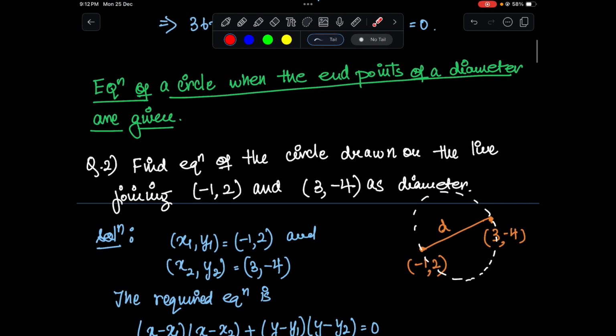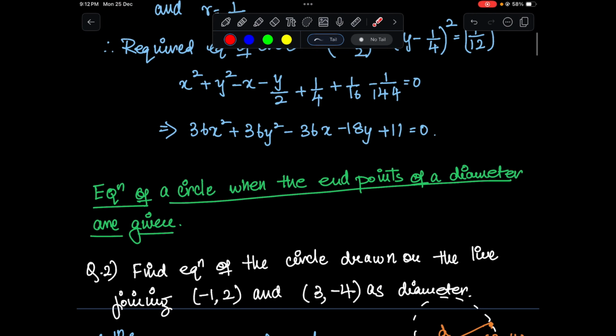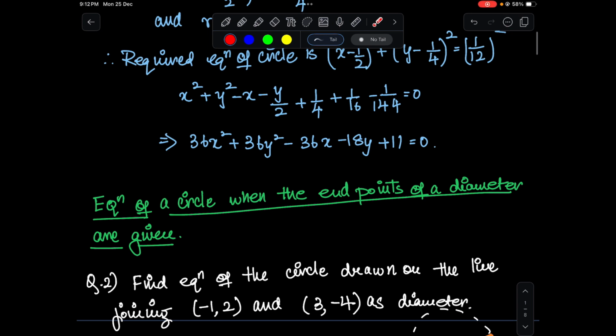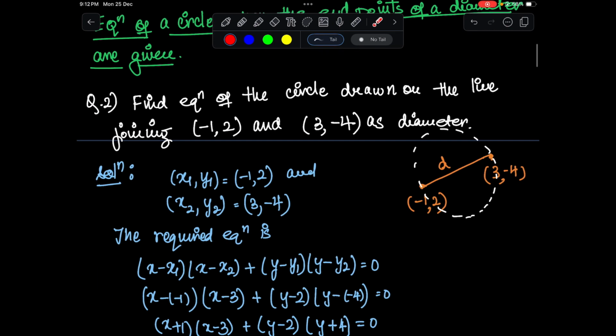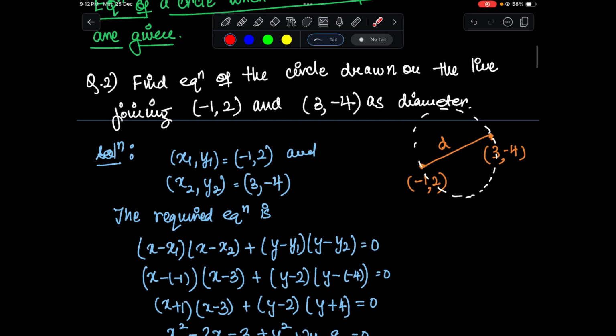Now let's move on with how about if we are given just the endpoints. In the sense, I have been given 2 points, let's say (minus 1, 2) and (3, minus 4), like this. Now I have been asked that you need to draw a circle such that the diameter is this. Now we know that for getting the equation of a circle I need center and I need radius, but in this case I can get that, but that would be a bit more tedious process.